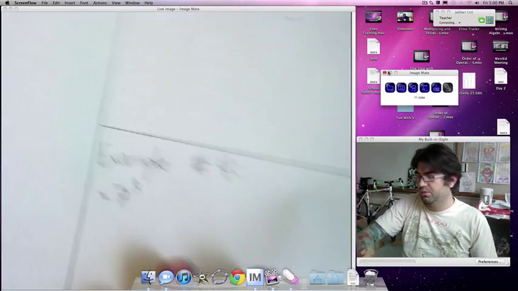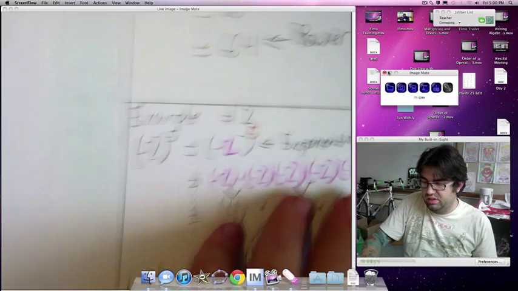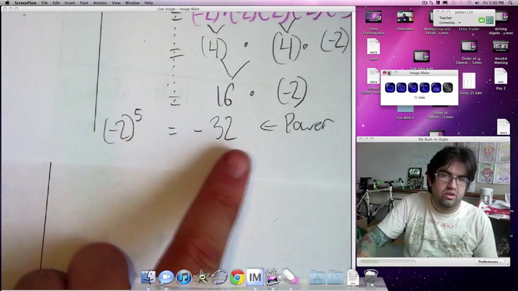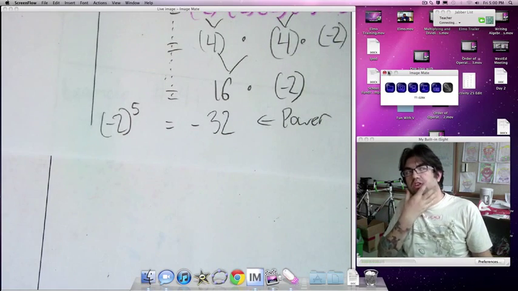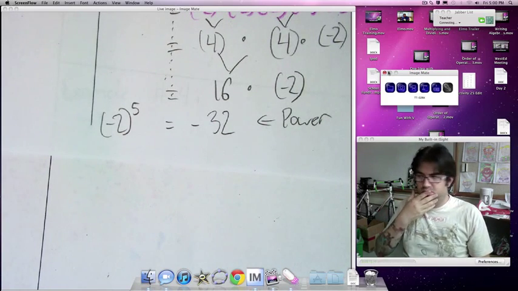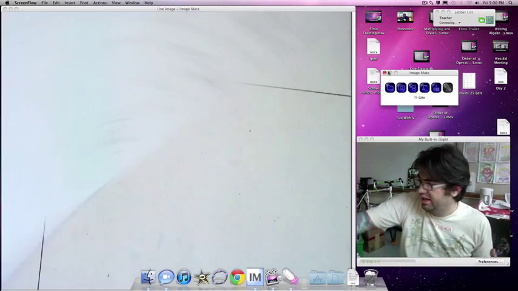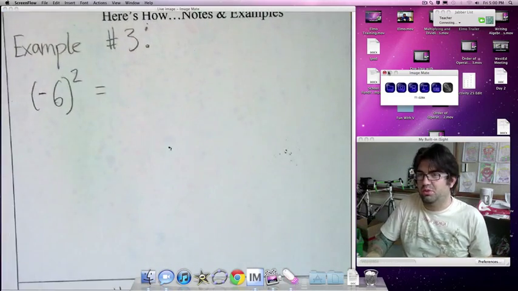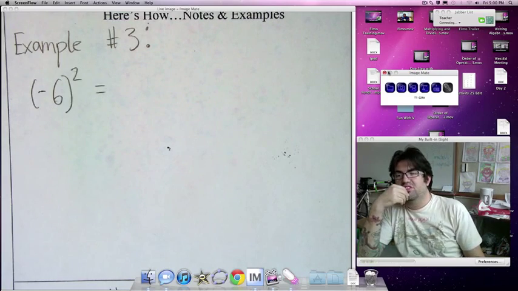Let's do another example. By the way, this one turned out to be a negative power. A negative raised to a power turned out to be negative. I wonder if that always happens. Why don't we check it out? That's example number 4. Example number 3. Well, I have negative 6 squared.